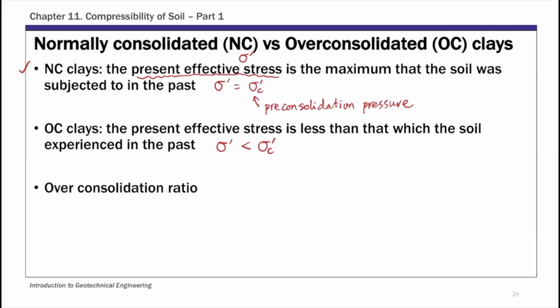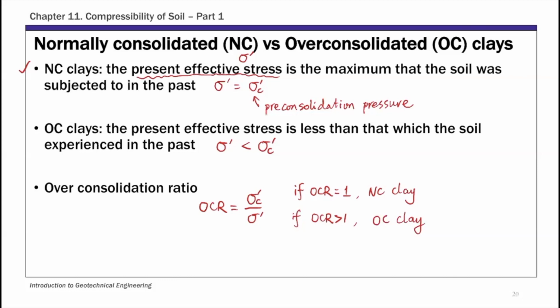And we can define over-consolidation ratio using sigma prime and sigma C prime, so OCR. So you can define this as a ratio of these two stresses. Okay. Sigma C prime over sigma prime. Okay. So for NC clay, sigma C prime and sigma prime are the same, so OCR is 1. And this is NC clay. So clay is normally consolidated. And then for OCR greater than 1, you have OC clay.